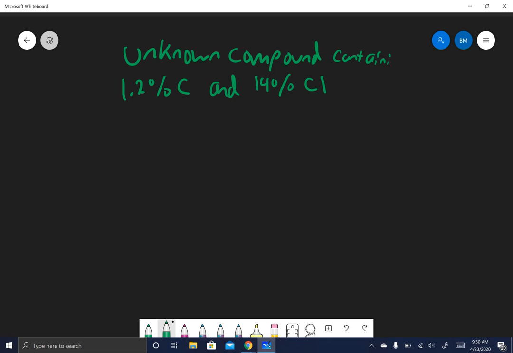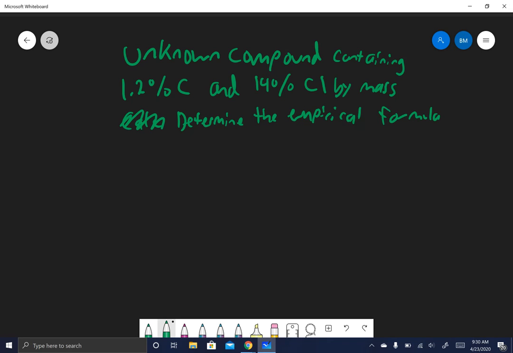containing 1.2% C, 14% Cl by mass. Meaning the entire mass of this compound, 1.2% of it is carbon and 14% of it is Cl. All right, so by mass. So the question would be, determine the empirical formula. Okay. Determine the empirical formula.